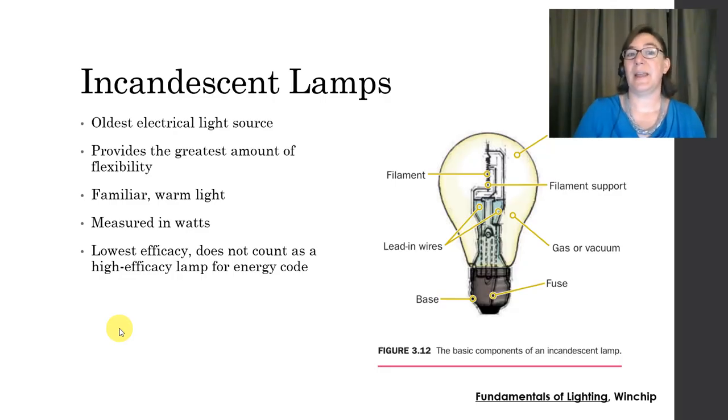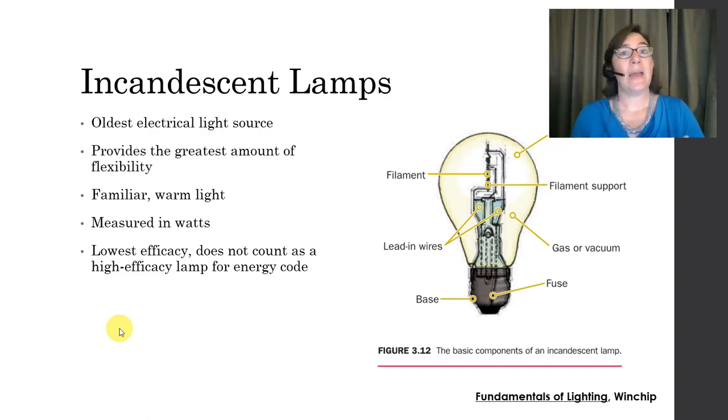So incandescent lamps are our oldest electrical light source, and they're very popular because they provide the greatest amount of flexibility and they provide a familiar, very warm toned light. All right. The incandescent lamps are measured in watts. So if you grew up here in the US, you may be very familiar with a 40-watt bulb, a 60-watt bulb, a 100-watt bulb, etc., and how much light those different bulbs put out.